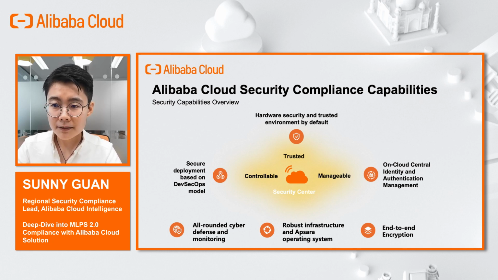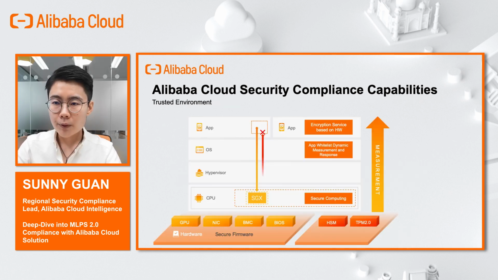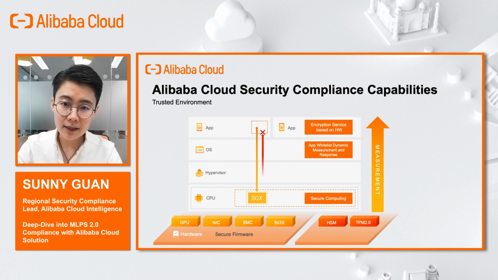Such secure environment is supported by the hardware-based trust techniques, all-rounded cyber defense and monitoring mechanisms, robust infrastructure on our Apsara Server operating system, and end-to-end encryption capabilities. In the next few slides, I will introduce some of these key capabilities in details. You can also enjoy the secure and trusted environment offered by Alibaba Cloud as a cloud-native feature. When we say trusted, we mean the process, mechanisms, and infrastructure underneath your application and data are trusted.